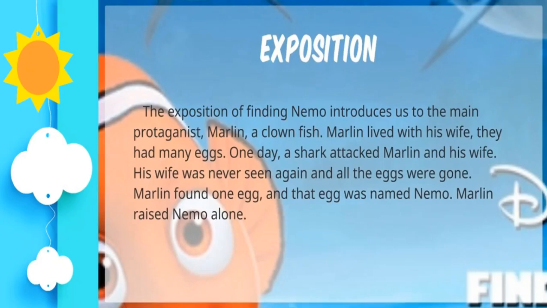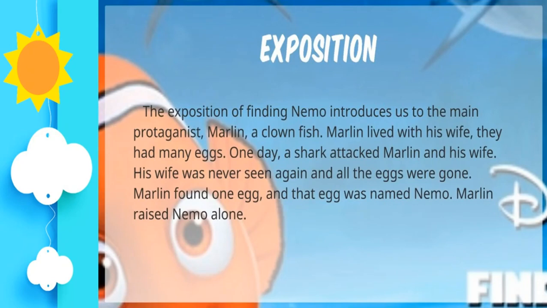Marlin lived with his wife. They had many eggs. One day, a shark attacked Marlin and his wife. His wife was never seen again, and all the eggs were gone. Marlin found one egg, and that egg was named Nemo. Marlin raised Nemo alone. Okay, on this particular part of the movie, we are introduced to the characters Marlin and Nemo, and based on the information provided, because they are clownfish, definitely the setting would be under the sea. It's correct.